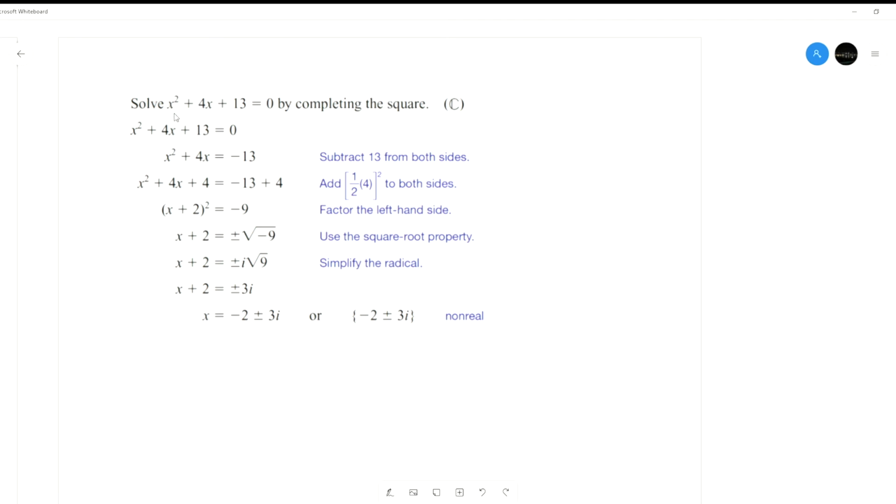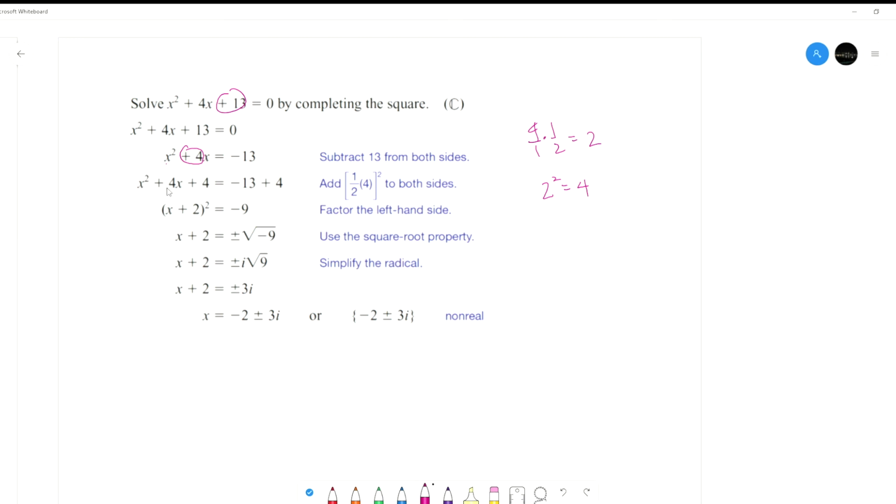So we have x squared plus 4x plus 13 equals 0. The first thing we need to do is move the constant term to the right-hand side. So this plus 13, we subtract 13. So we get x squared plus 4x is equal to negative 13. And then we take our positive 4, multiply by half to get 2, and then take the 2 and square it to get 4. This 4 is what we add to both sides.